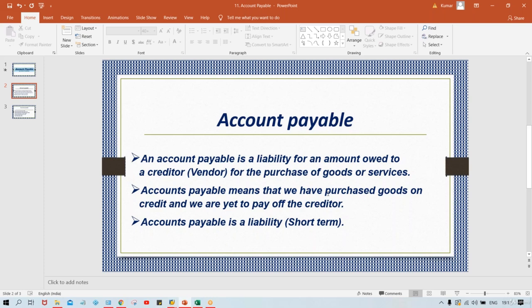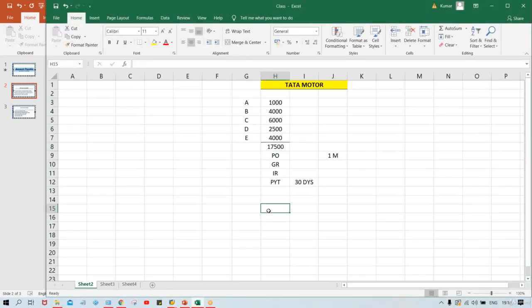In accounts payable, guys, now in SAP, what is happening? As I told you, there is a certain process, a certain procedure to procure the goods and all, right? Altogether it is called the P2P process, procure to pay process. Starting from purchase order, goods received, invoice received, payment, that is going to be discussed later in FI-MM integration, guys. I'll explain it.